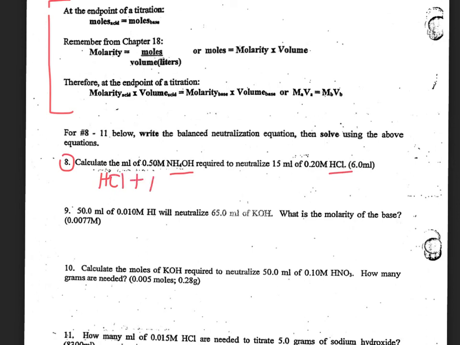HCl plus ammonium hydroxide. Do the double replacement, so we know H and OH come together to make water. And then the ammonium and the Cl come together, one of each, because the ammonium is +1 and chloride is -1. So then we only need one of each. And then you always double check to make sure it's balanced, and it is balanced.